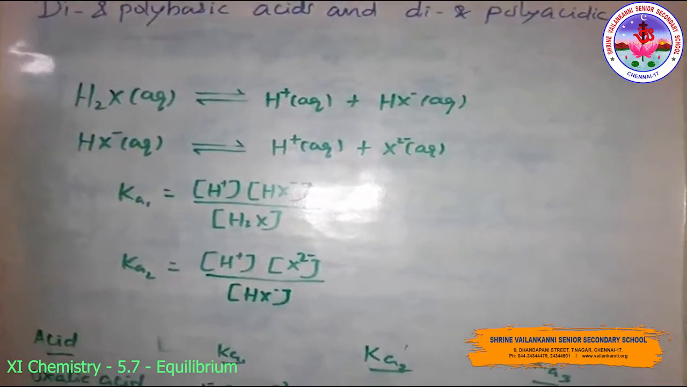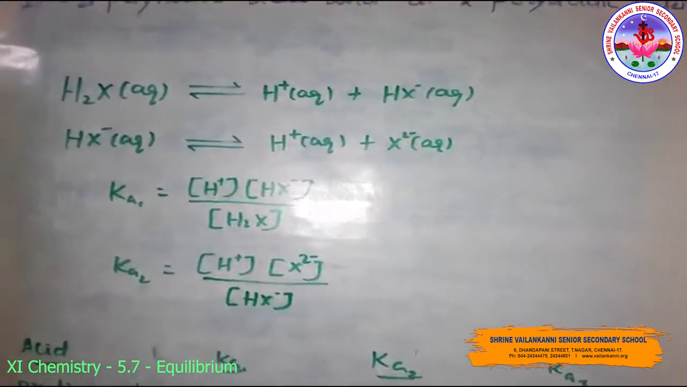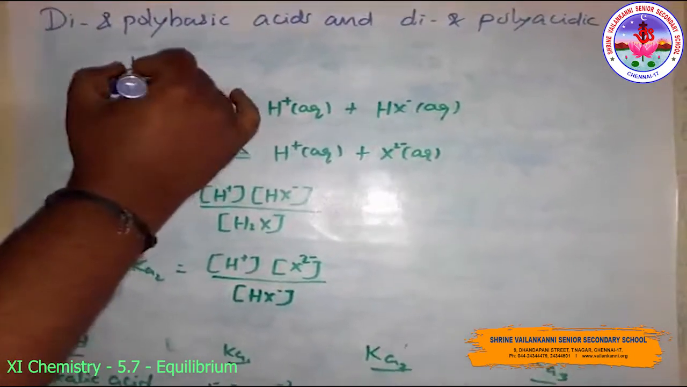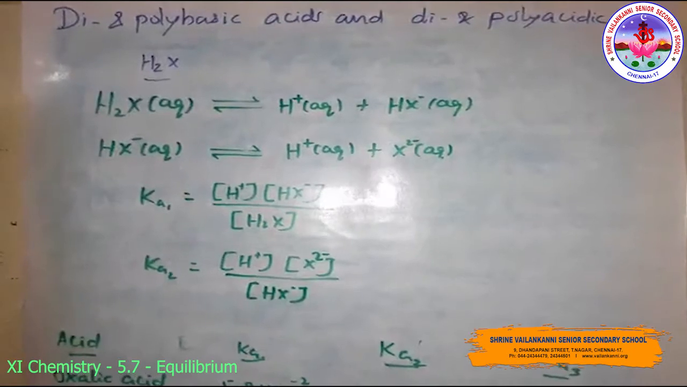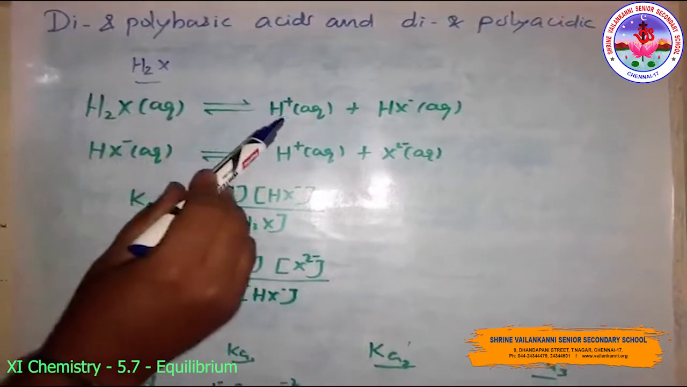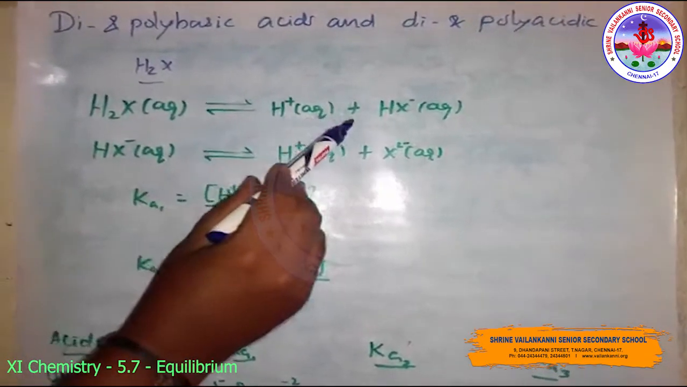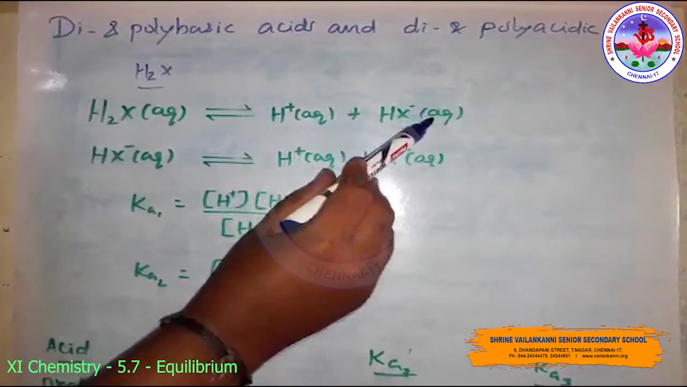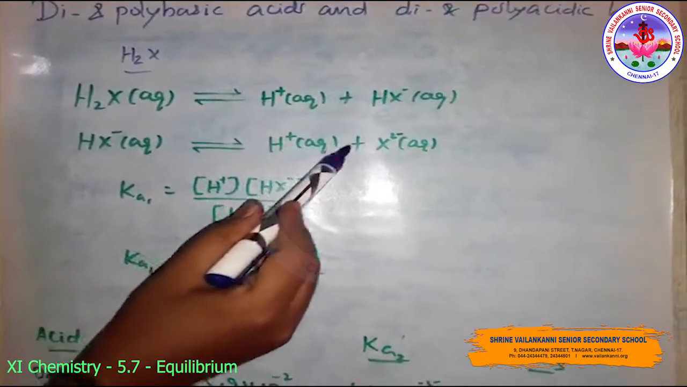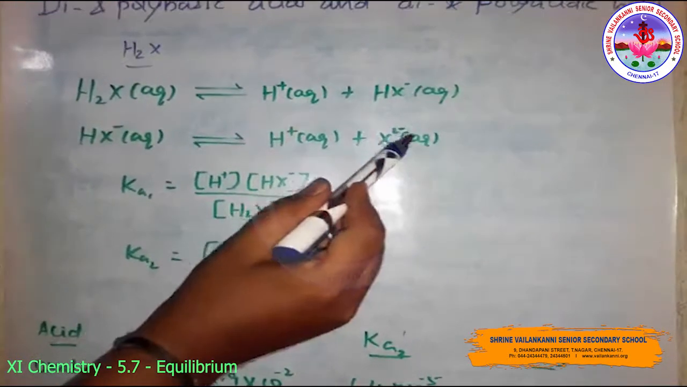See the ionization reactions for the example of a dibasic acid like H2X. This is a dibasic acid. The equation is: H2X aqueous dissociates to H plus aqueous plus HX minus aqueous. Again, HX minus dissociates to H plus aqueous plus X2 minus aqueous.